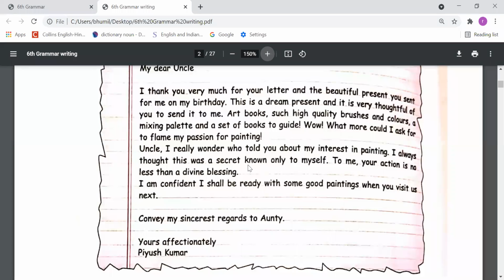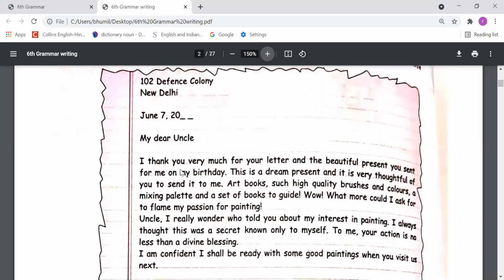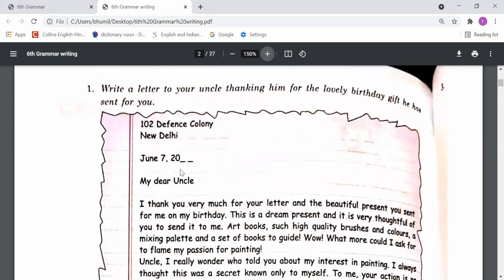Convey my sincerest regards to auntie. So in the last line, we need to say, convey my regards to my auntie. Next, yours affectionately. Then the subscription you need to mention at the end. You need to mention your name here, right? So this letter, dear students, you have to learn and you have to write in your notebook, right?